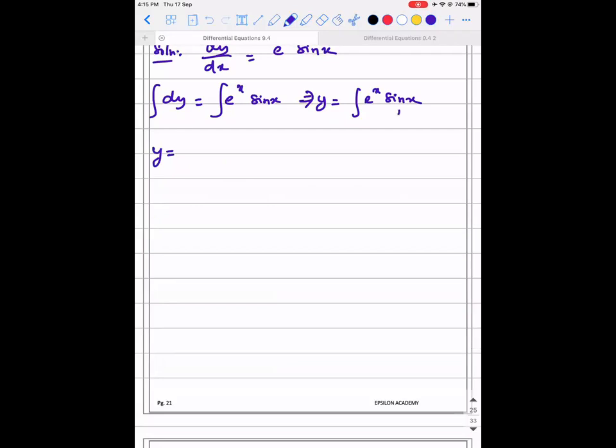So isolate: first function into integral of second function minus integral of derivative of first function into integral of second function dx. So y will be equal to sin x into e power x minus, again when you apply the rule, what will you get?